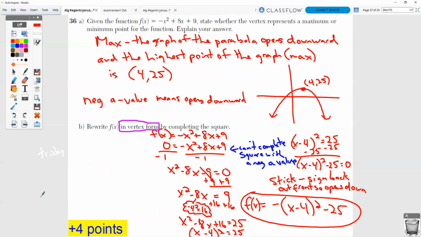In question number 36, the beginning part of this is fine, but the bottom part is a little bit tricky because it asks for something in vertex form. We don't often use vertex form. In part A, it says, given the function, this, state whether the vertex represents a max or a min and explain your answer. There's nothing wrong with showing the graph here. That's what I would do. It is a max that gives you 1 point. And explain your answer. The graph of the parabola opens downward, and the highest point is (4, 25).